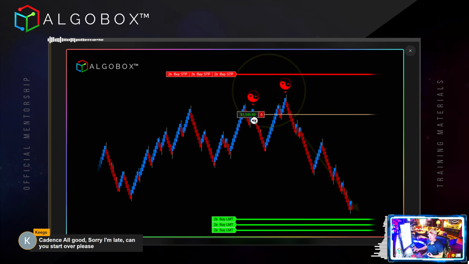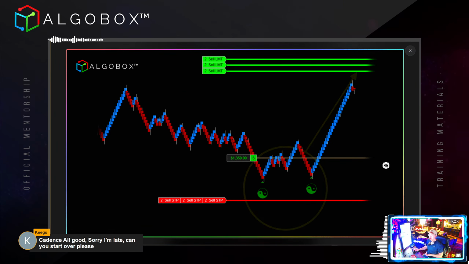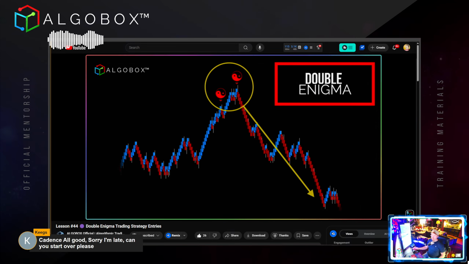Looks like we got her added in on 3 on the first one, 3 on the second one, and running some juice. Looking nice. Here's 2 in the opposite direction there. The double Enigma strategy from Algobox.